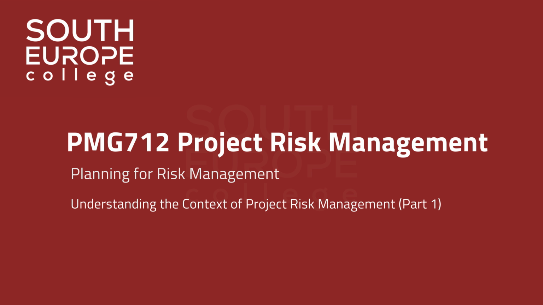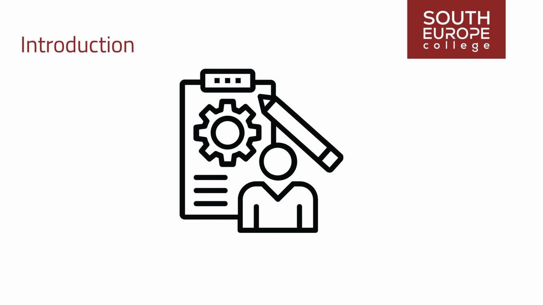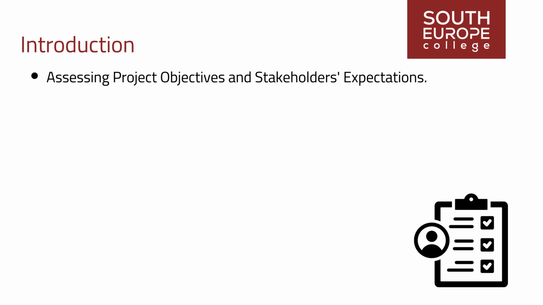This lesson on planning for risk management will cover understanding the context of project risk management. In this section, we explore the foundational aspects of project risk management, focusing on key elements that establish the context of project risk management. These elements should be considered by the project manager upon embarking on planning for risk management for the project. We begin by assessing project objectives and stakeholders' expectations, recognizing the importance of understanding stakeholder needs to shape risk management strategies effectively.